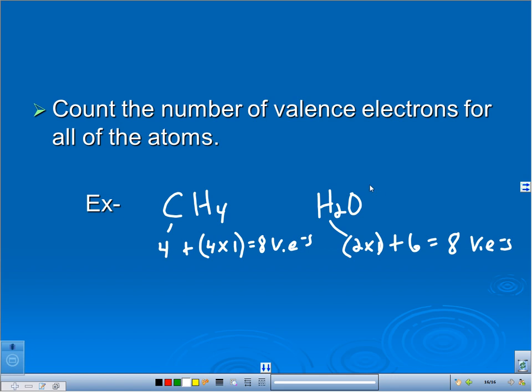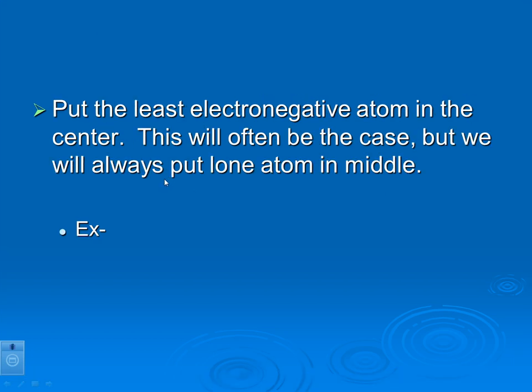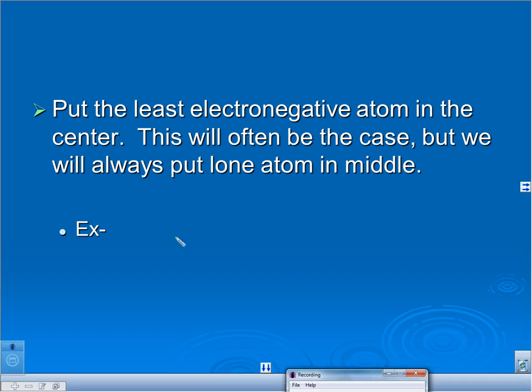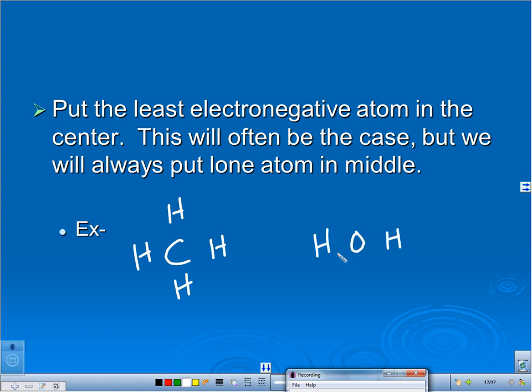The next step is to put the least electronegative atom in the center. And while that's often going to be the case, we're just going to put the one that's by itself in the middle every time. I'm just going to draw those right now. Carbon's by itself, so it'll go in the middle. And with the water, oxygen's by itself, so it will go in the middle. So, just taking that next step, all I'm doing is putting the one that's by itself in the middle, and the other atoms around it.